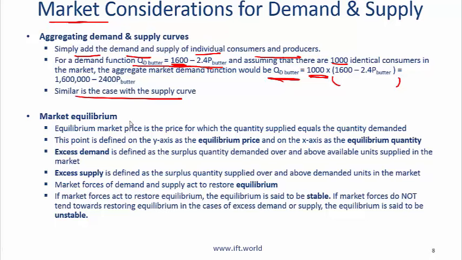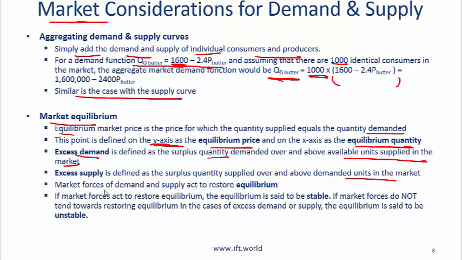Similar is the case with the supply curve. Market equilibrium, this is where the equilibrium market price is the price for which the quantity supplied equals the quantity demanded in the market. This point is defined on the y-axis as the equilibrium price and on the x-axis as the equilibrium quantity. Excess demand is defined as the surplus of quantity demanded over and above available units supplied in the market. Excess supply is defined as the surplus quantity supplied over and above demanded units in the market.